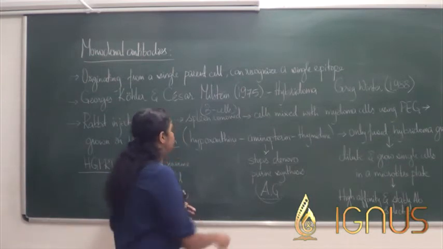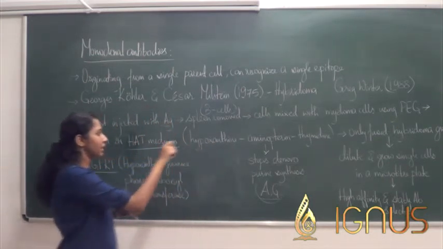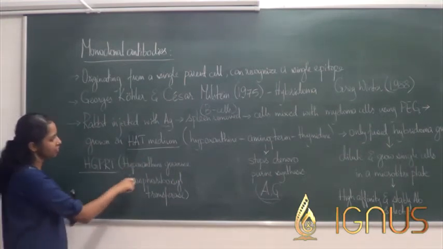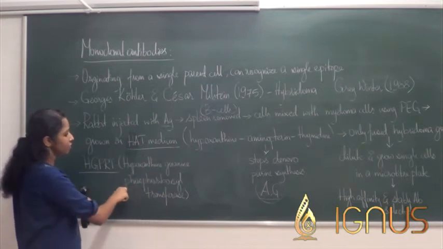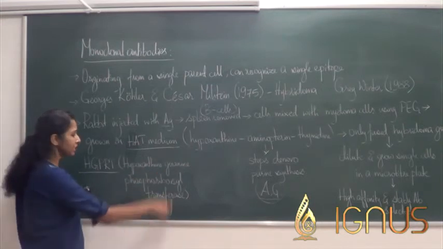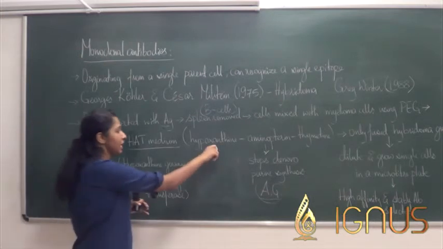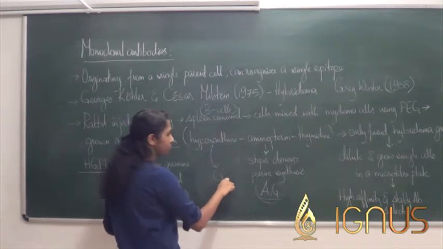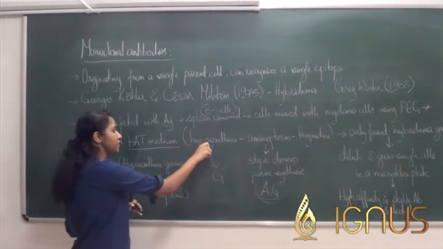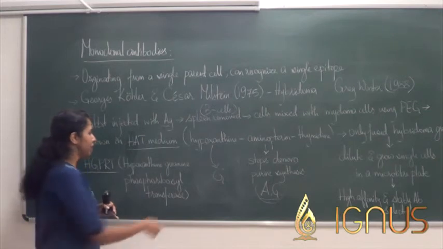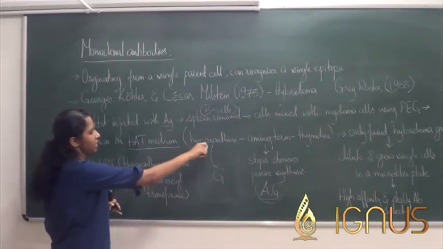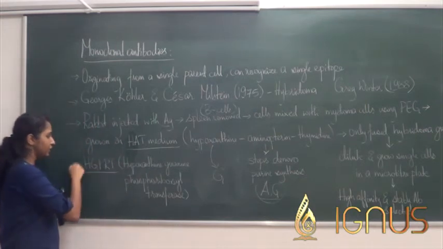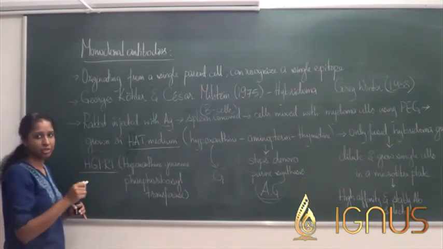cannot grow. The thing with hypoxanthine is that is where the HGPRT gene comes in. HGPRT stands for hypoxanthine guanine phosphoribosyl transferase. This is an enzyme which takes hypoxanthine and converts it to guanine. So if hypoxanthine is present in the medium, then using this enzyme, hypoxanthine can be converted into guanine only if the HGPRT gene is active in those cells.